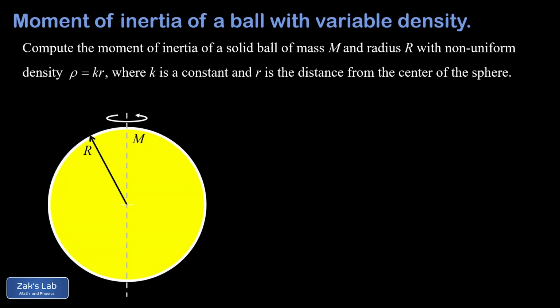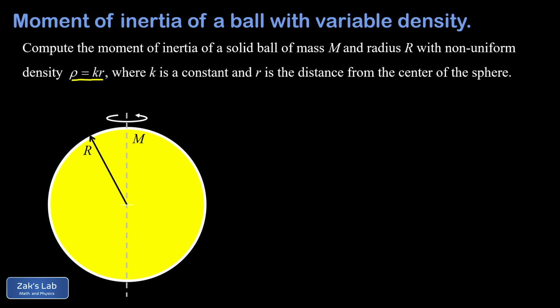In this video, we're computing the moment of inertia of a solid ball, but this time the density of the ball is changing. So we're told the ball has a mass of m and a radius of big R, and the variable density is given by the function rho equals kr, where k is a constant and r is the distance from the center of the sphere.